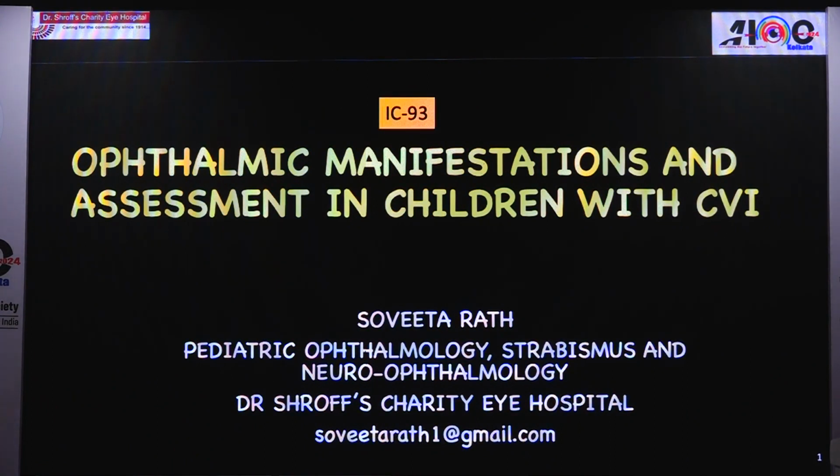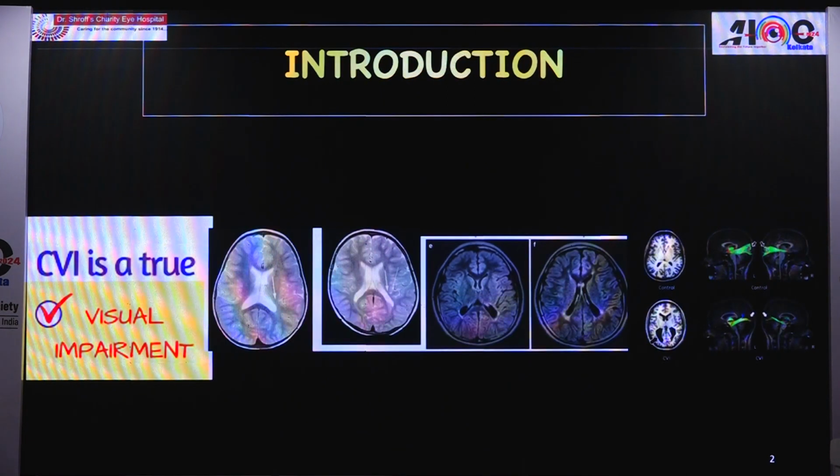So after such a beautiful presentation, knowing about what and where, now let's see what are the ophthalmic manifestations and assessment in children with CVI. By now, we know it is a true visual impairment, which includes both cortical and subcortical level of the brain.